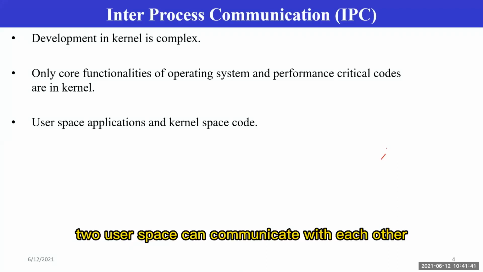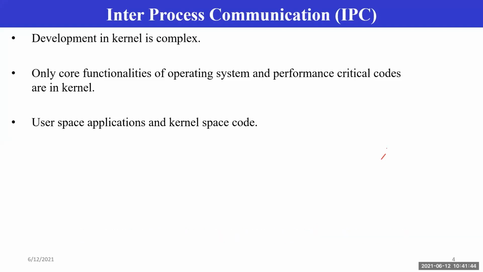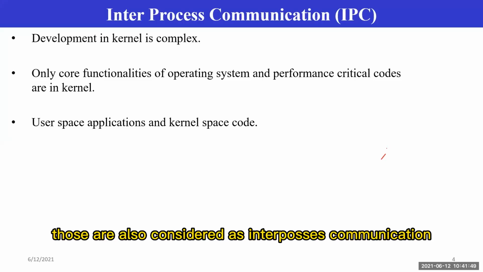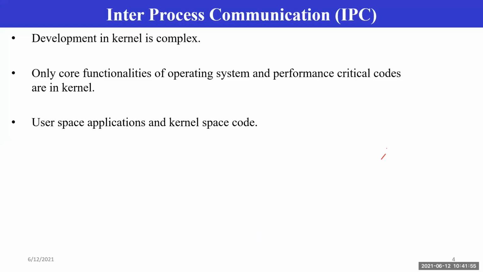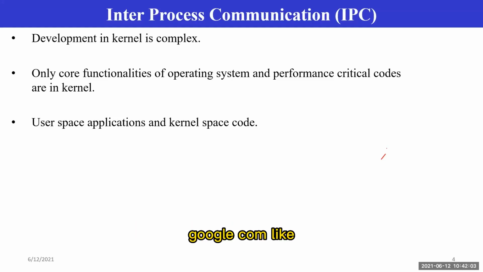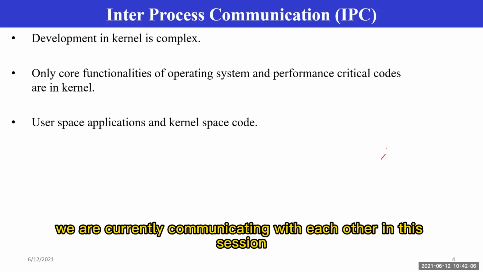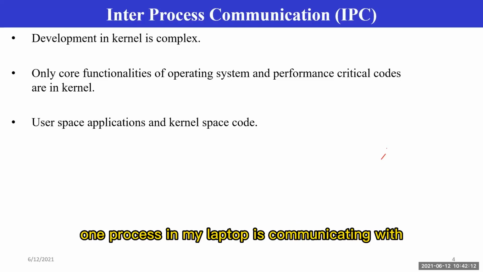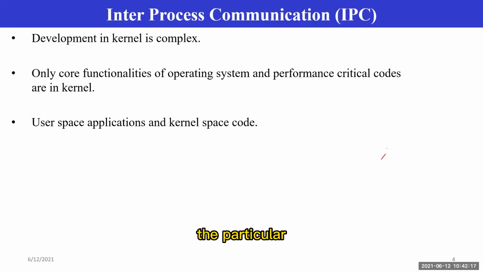Two user space processes can communicate with each other using, say, a socket, pipe, or signal. Those are also considered inter-process communication. Also, two physically separated machines can communicate with each other, like when you are accessing google.com, or like we are currently communicating with each other in this session. These are also considered inter-process communication. One process in my laptop is communicating with a particular application in your machine.